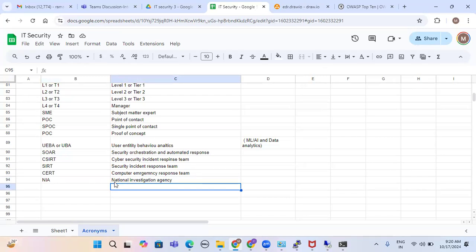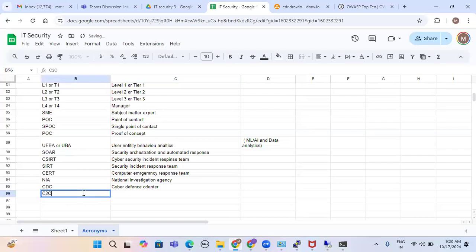Next one, CDC. This is on the Wipro side, they will call it CDC. They will not call it SOC. The Wipro company calls it CDC, Cyber Defense Center. Nothing but SOC only. We have C2C, that is different.